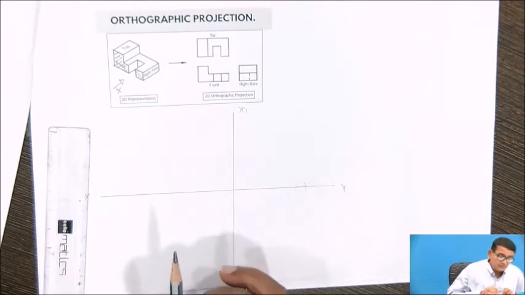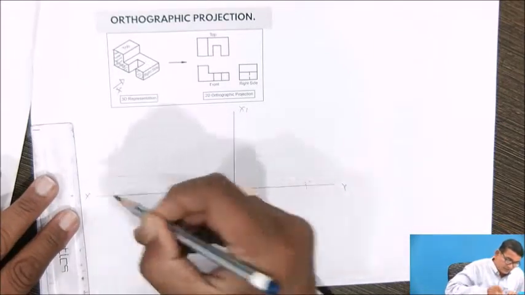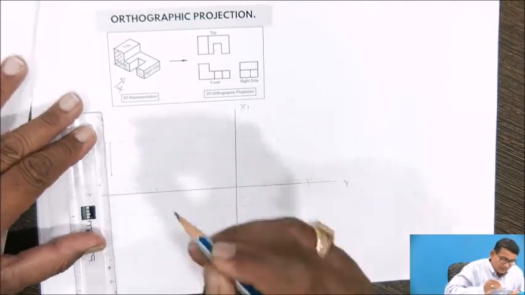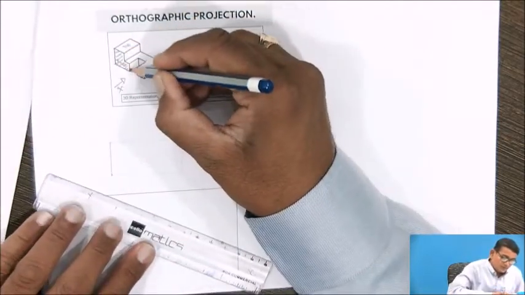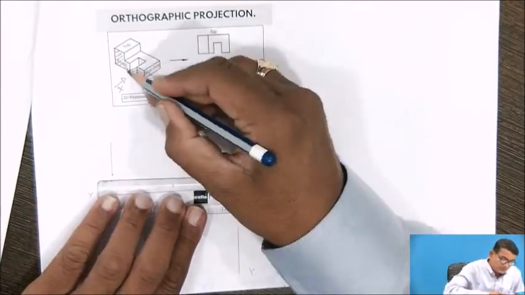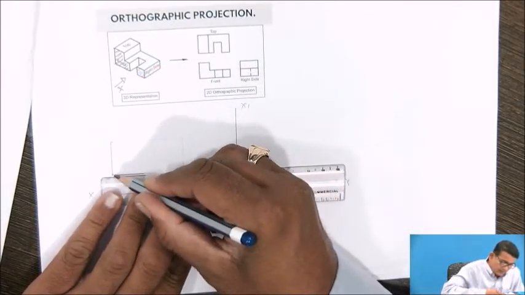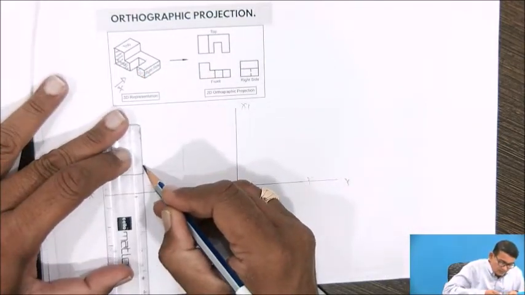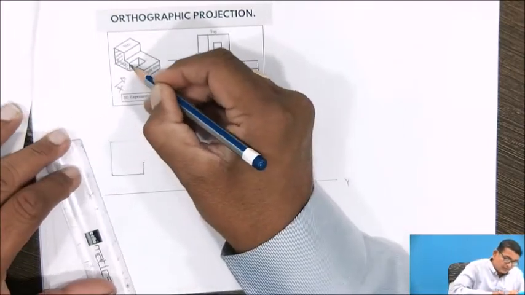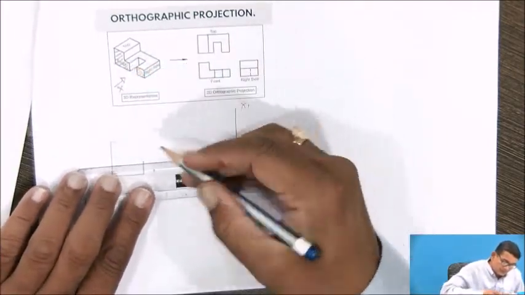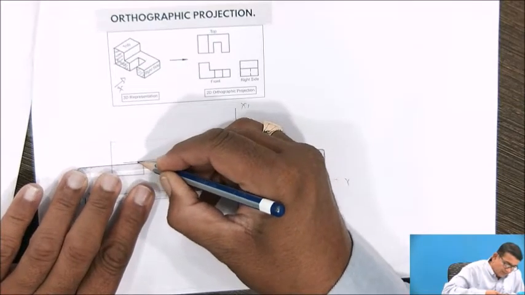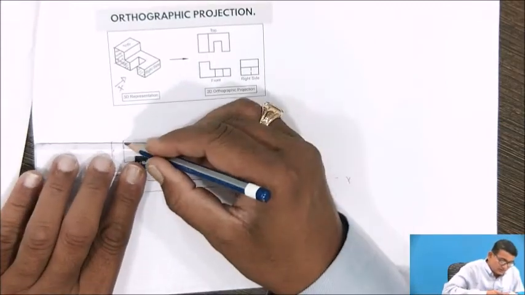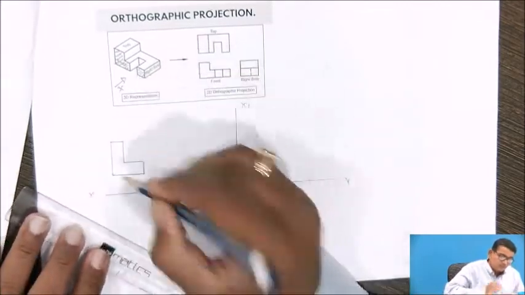Now start from the initial point. Draw vertically the given height. Then on the right-hand side, travel some distance. Then vertically some distance. Then come in reverse with the given depth, and again vertically upward. So this surface, the shaded portion, I am drawing in the front view.